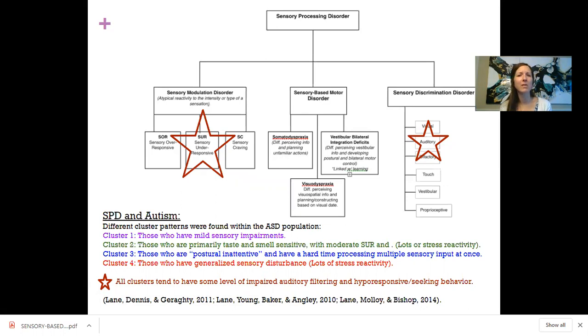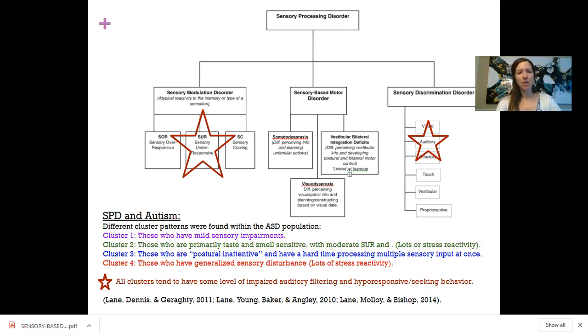They're very over-responsive. Cluster 3 is the postural inattentive kids. Those are the kids who might fall out of their chairs or have no idea where their body is in space. They have a hard time processing multiple sensory inputs all at once. They're the wet noodles of the group. And then cluster 4 has generalized sensory disturbances, lots of stress reactivity, and multiple areas affected.